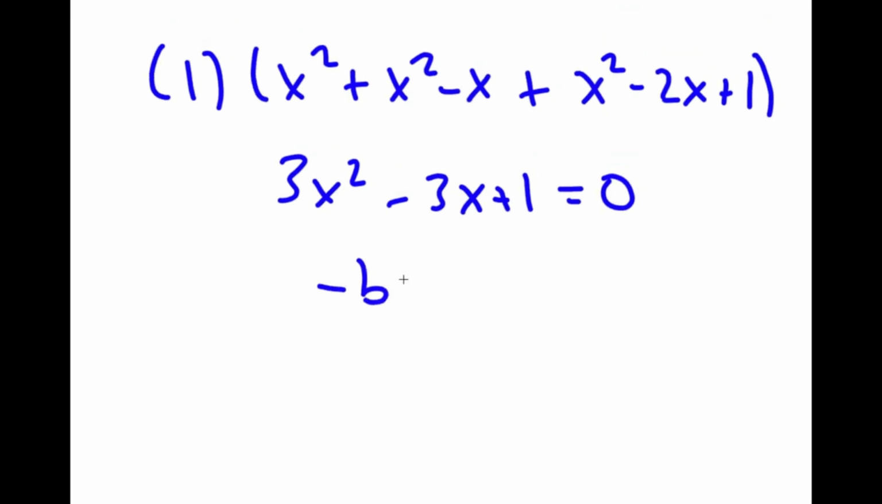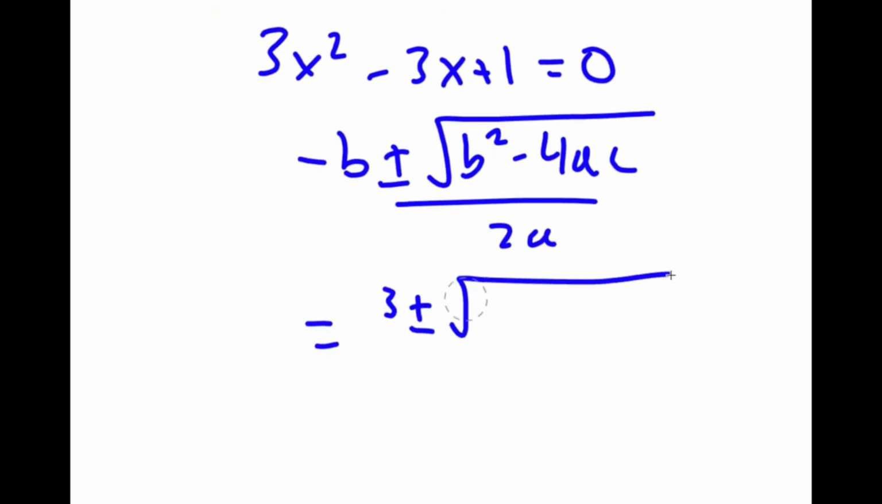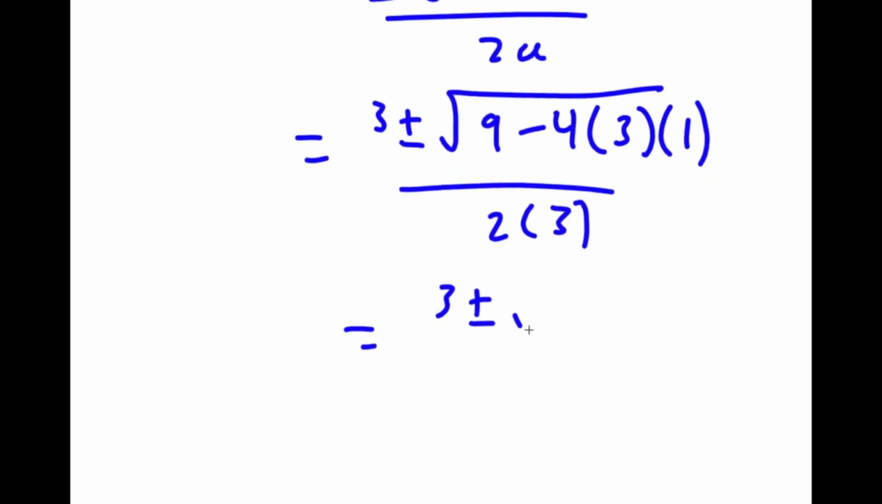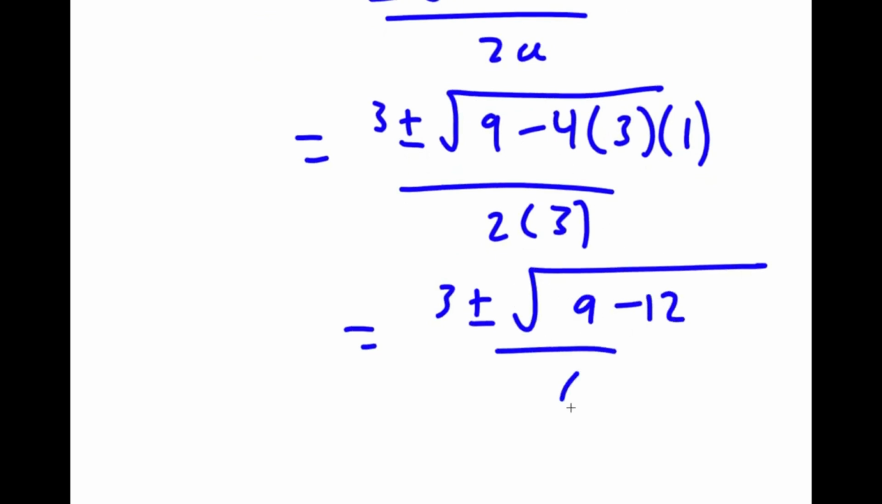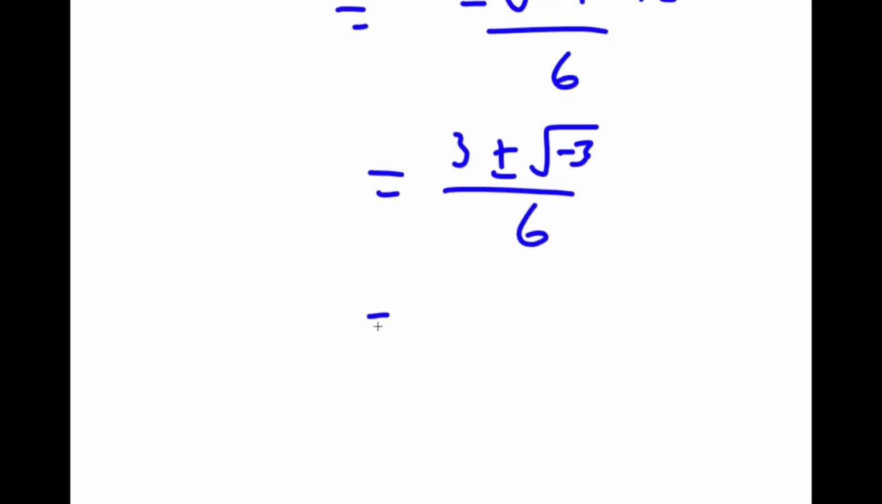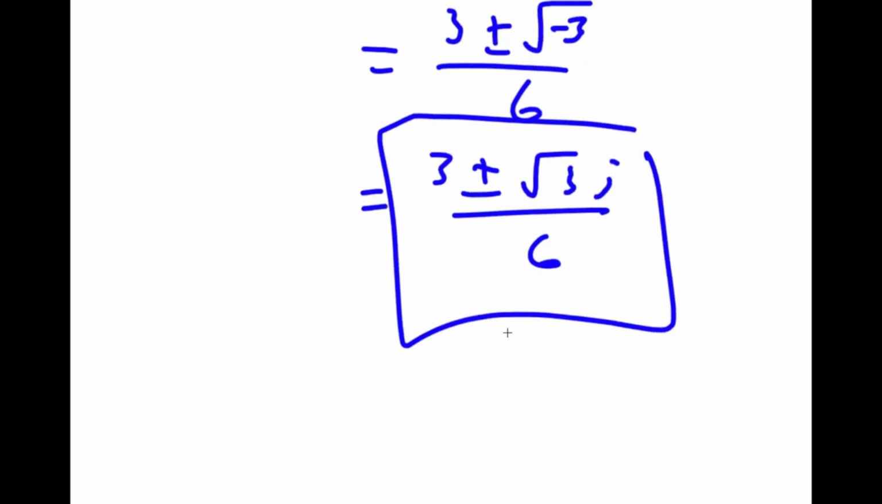And to solve this, we can use the quadratic formula, which is negative b plus or minus the square root of b squared minus 4ac over 2a, which is equal to 3 plus or minus negative 3 squared is 9 minus 4 times 3 times 1 all over 2 times 3, which is equal to 3 plus or minus the square root of 9 minus 12 over 6, which is equal to 3 plus or minus the square root of negative 3 over 6, which is equal to 3 plus or minus the square root of 3i over 6. So these are my two solutions.